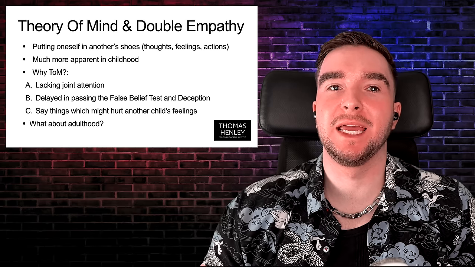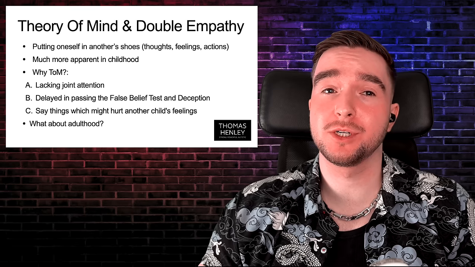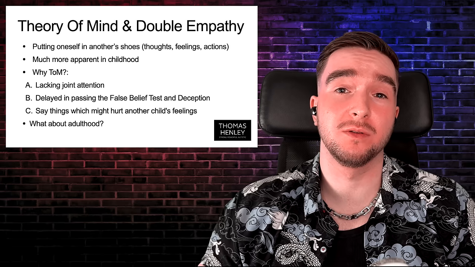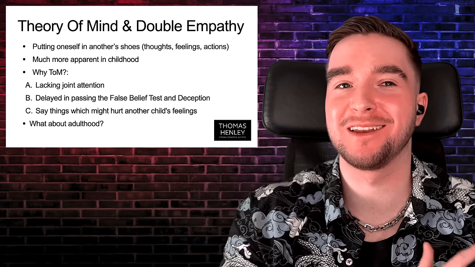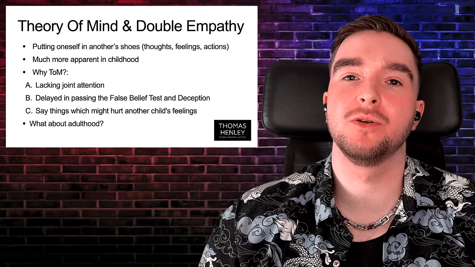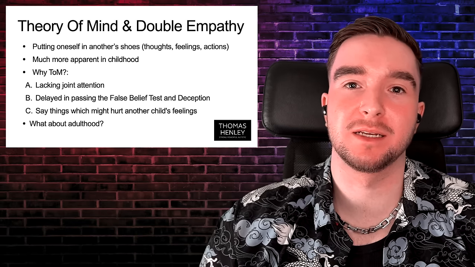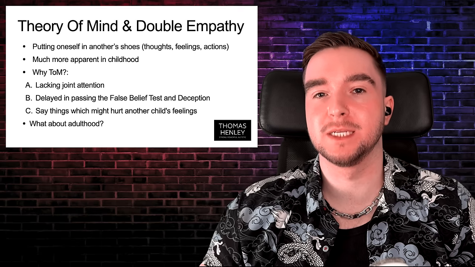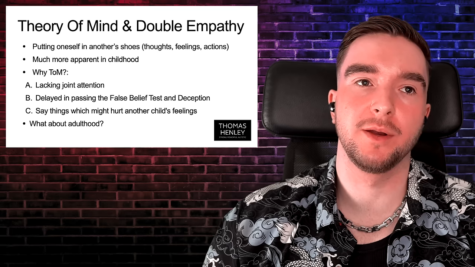There can also be a delay in passing the false belief test and deception tests when compared to neurotypical children. And they tend to say and do things that might be hurtful to other children's feelings a lot more. The important thing there is that it's not necessarily a malicious act. It's a lot to do with understanding when somebody is not having a good time, and attributing that to things that we've done. In adulthood, we don't tend to have problems understanding autistic people as autistic people.